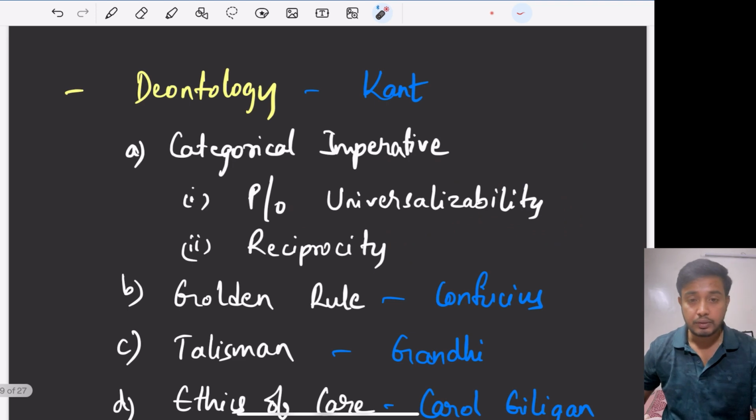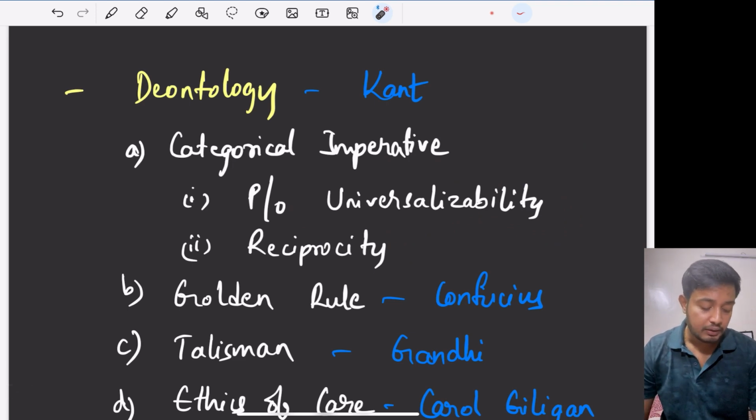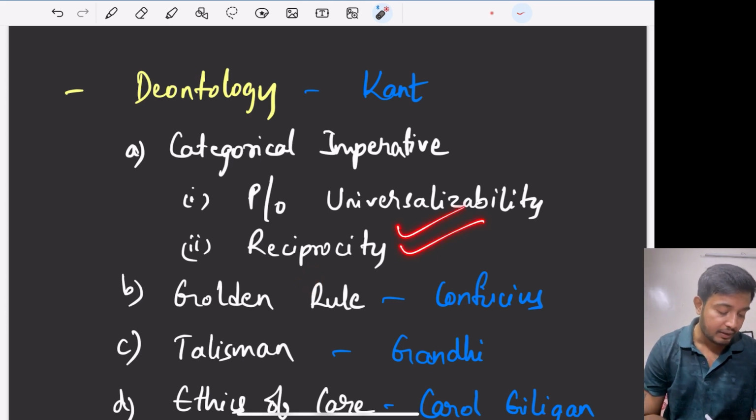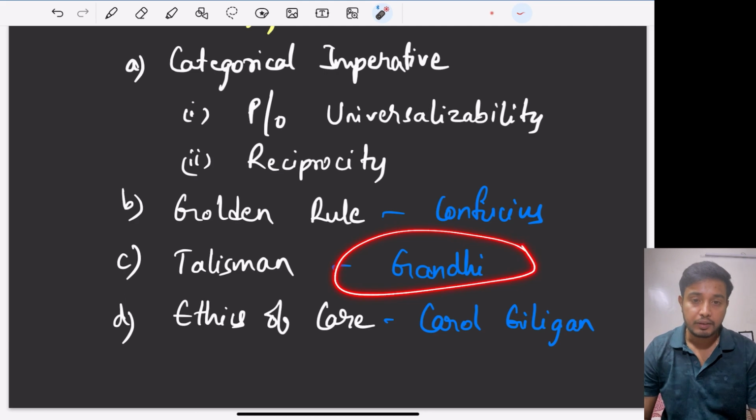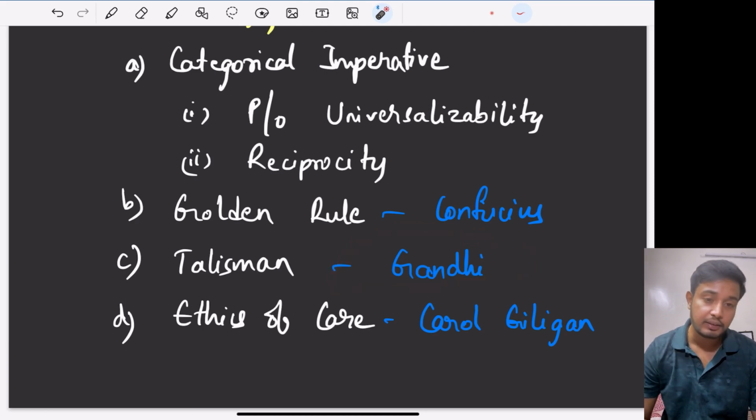It talks about treating others as you want to be treated. It is more positive. The "do not" version is usually used by Confucius: do not treat another person in a way you do not want to be treated. This is the positive part of the same thing: treat the other person in the same way as you want to be treated. This is reciprocity. And in deontology you can also quote Gandhi, where he talks about Gandhi's talisman. For every action which you are going to take, it is ethical if you are thinking about the poorest of the poor.